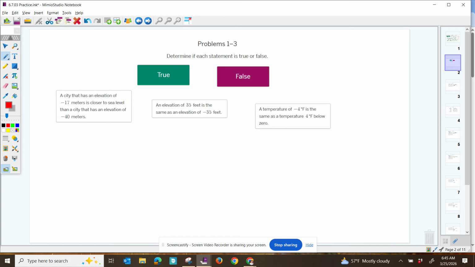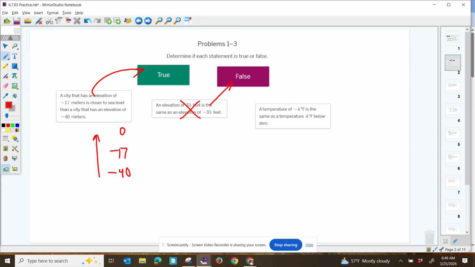So the first problem here says a city that has an elevation of -17 meters is closer to sea level than a city that has an elevation of -40 meters. Yes, it totally does. So negative 17 is closer to zero than negative 40, like on a vertical number line. And so that one is true. An elevation of 35 feet is the same as negative 35 feet, and that is false. Those are totally different places. They're like 70 feet apart.